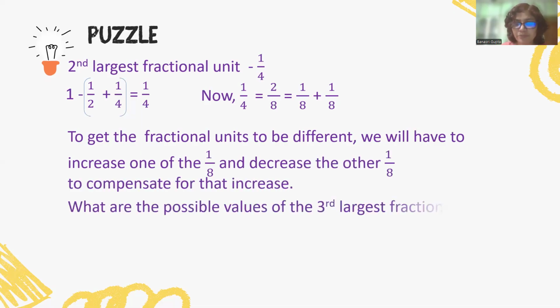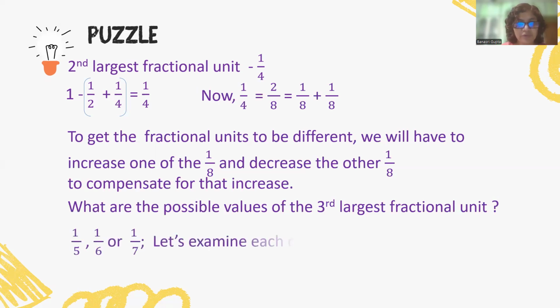So what are the different possible values of the third largest fractional unit? The denominator should be greater than 4 and less than 8. So 1 by 5, 1 by 6 and 1 by 7 are the unit fractions with those denominators. So let us examine each case now.